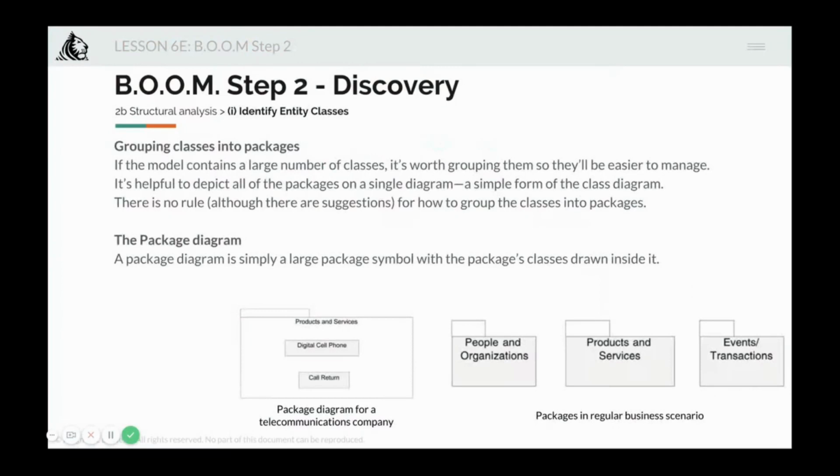There is no rule, although there are suggestions, for how to group the classes into packages. One recommended approach applicable to many business contexts is to define packages according to the common flavors of the business classes: people and organizations, products and services, and even transactions. What does the package diagram look like? The best way to organize a diagram is to use the package diagram to show only classes, their attributes, and operations, and nothing else.